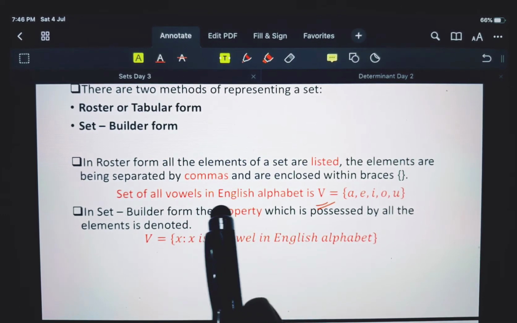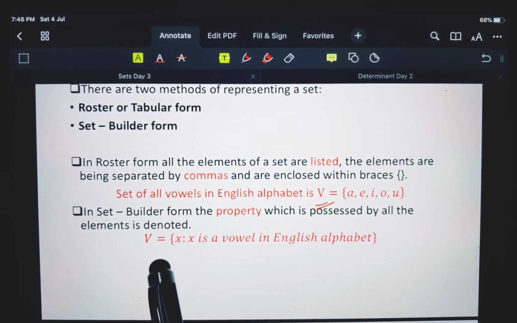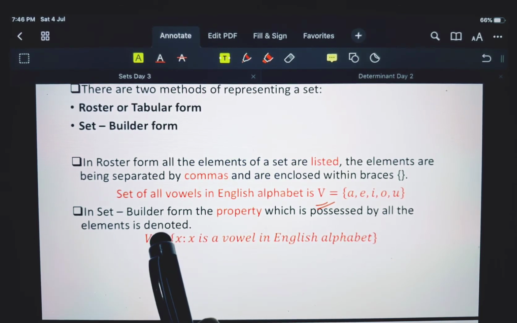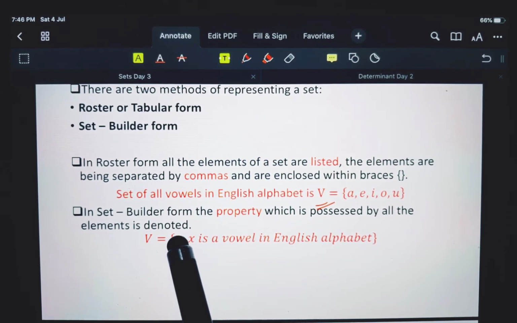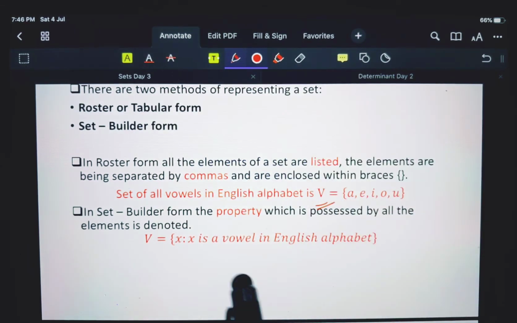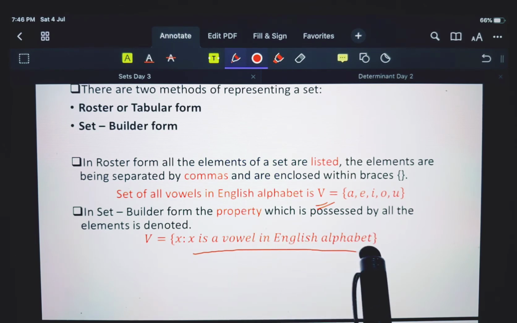V was the set of all vowels, right? So it is V, but now the way I represent it has changed. Second bracket open, the second bracket will be there. x colon x is a vowel in English alphabet. We will discuss this one in our next slide. But look at here, x is a vowel in English alphabet.